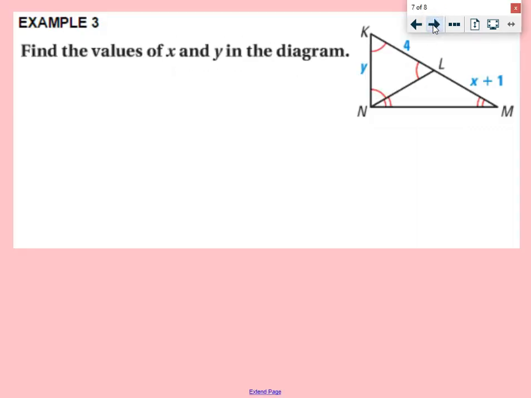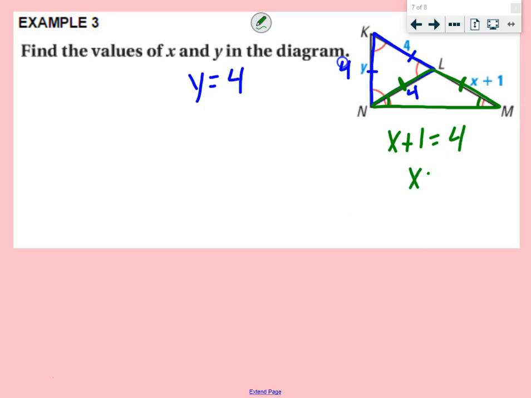Example 3, find the values of x and y in the diagram. So if we look here, we have an equiangular triangle, which means we have an equilateral triangle, which means all the sides are going to be the same. So y is going to be equal to 4, because we have the sides of the triangle there. So this would be 4, that's 4, and this would be 4. And then we also have another triangle here that has the two base angles that are congruent. So we know that the two legs are also congruent. So we know that x plus 1 is going to be equal to 4, so x is equal to 3.